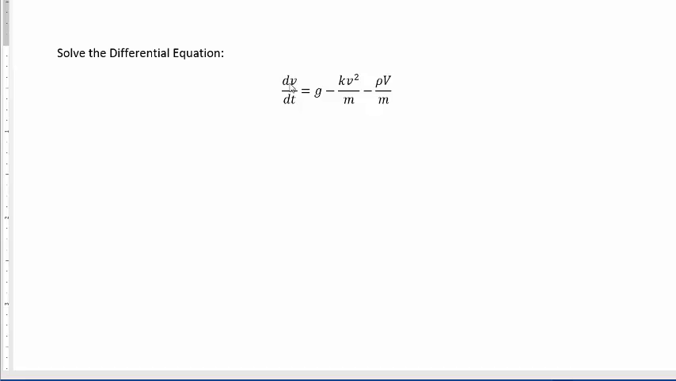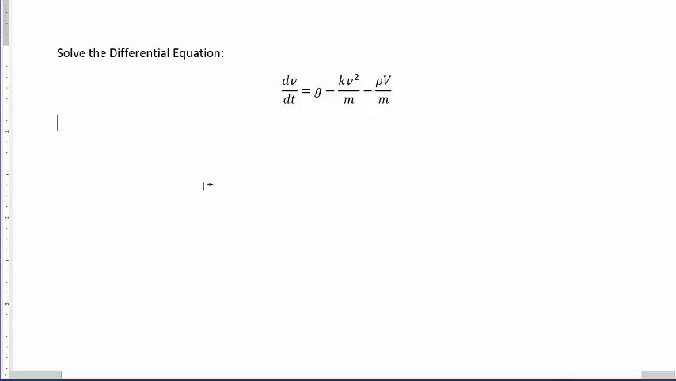So this is our differential equation, and what we want to note is that v is our variable, or our function that we're trying to solve for, and our independent variable t only exists in this derivative, and so this is an autonomous differential equation. So let's begin to solve for it.